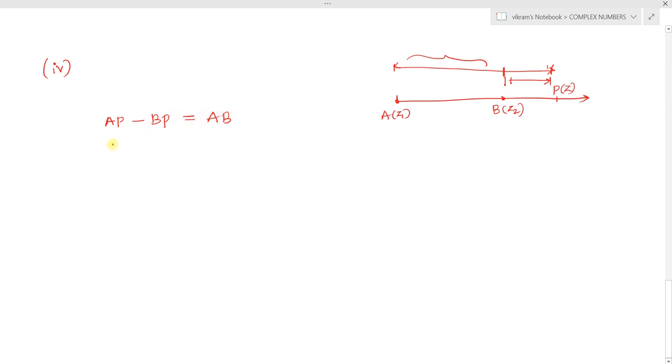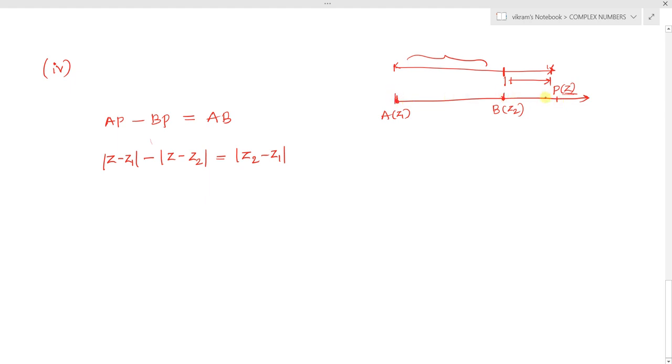Okay, so now AP means OP minus OA, that means |Z minus Z1|, and BP can be written as |Z minus Z2|, which equals |Z2 minus Z1|. So before, in the earlier case, what we obtained was |Z minus Z1| plus |Z minus Z2| equals |Z2 minus Z1|. If it is placed so, the locus of Z only lies in between A and B.